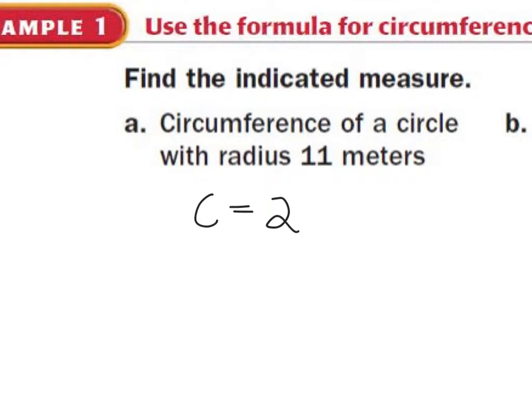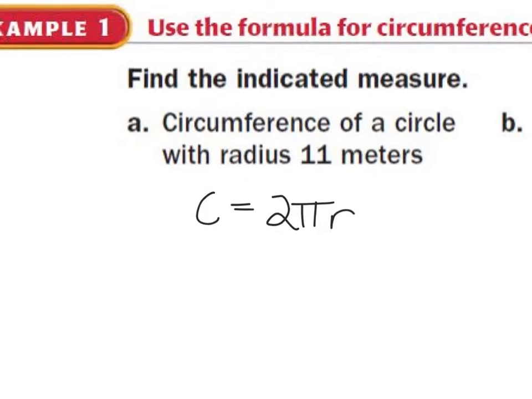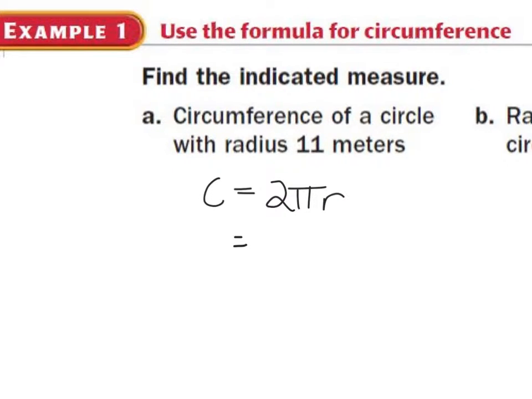So circumference is 2 pi r. And now you're going to replace the radius with 11. So 2 times pi times 11. My pencil.